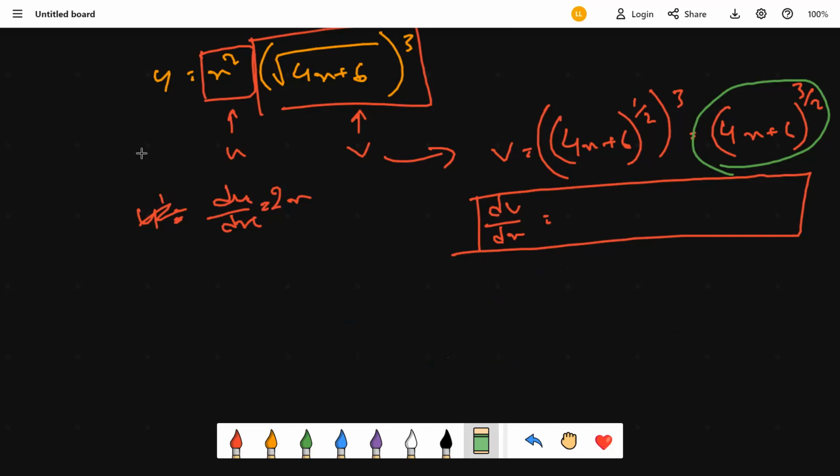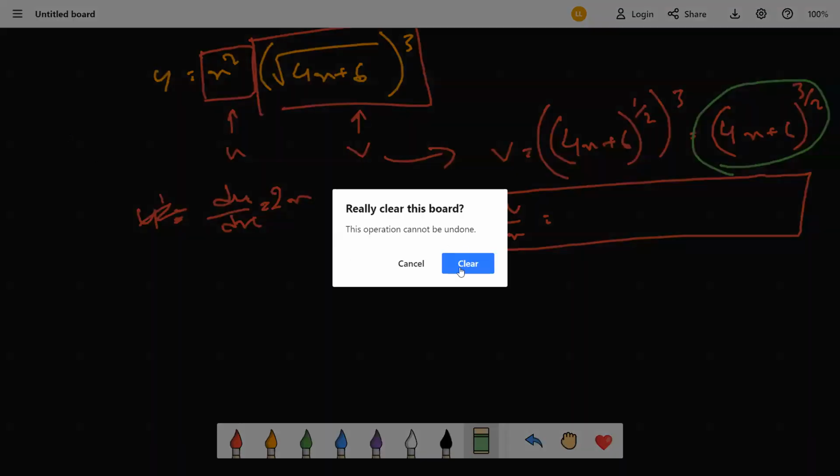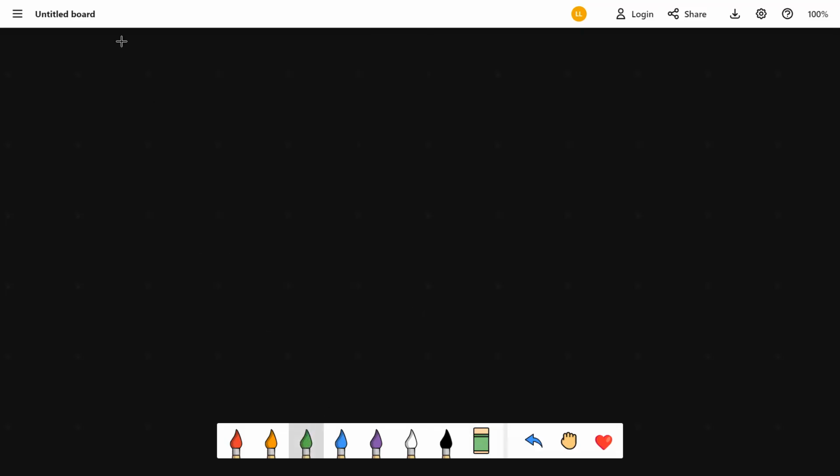Before solving this equation, let's take a note of it: x squared times 4x plus 6 whole cube. We'll be coming back to it. But before coming back to it, let's learn the other rule, the fifth rule, which is known as the chain rule.